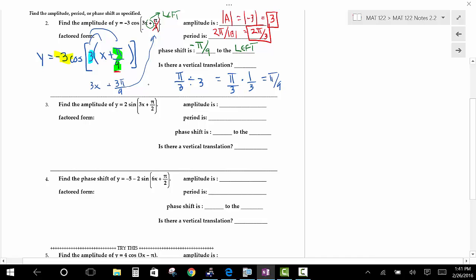Okay. All right, and another thing is, if you're going to the left, usually we write the phase shift as a negative. Vertical translation, there is no vertical translation because you would be looking for like a number added to that like that. So there's no vertical translation.